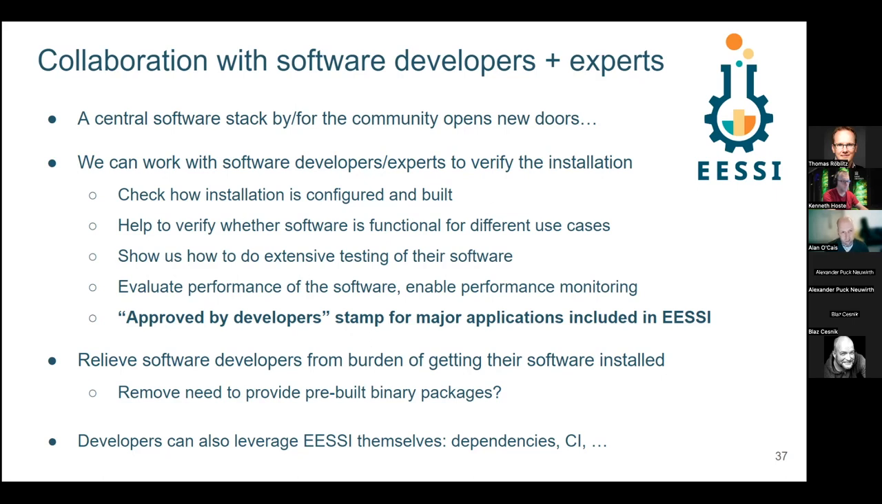And then we can evaluate the performance of the software and enable general performance monitoring. So say on an important system, for example, a EuroHPC system, we could regularly monitor the performance of software applications on those systems. And in the future, we can think of something like a stamp that we can give to applications saying that the versions that we ship have been approved by the developers. That would be a good thing to have for major applications that we ship inside EESSI, so that people are aware that these have been evaluated and approved by the developers.